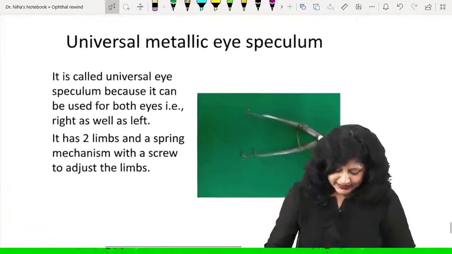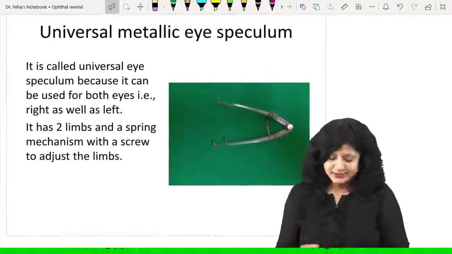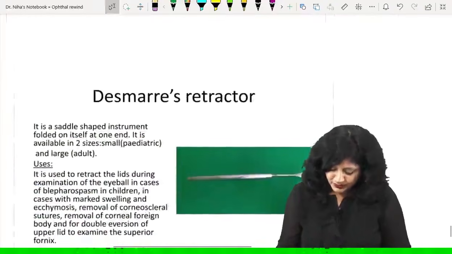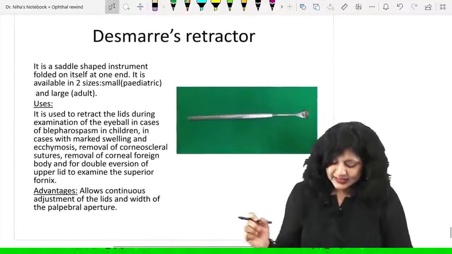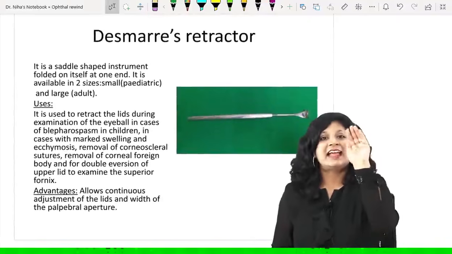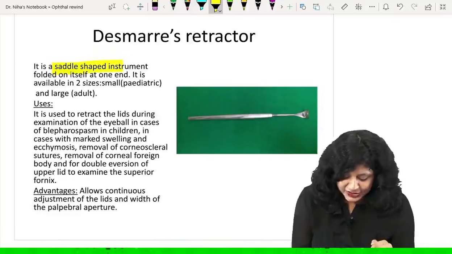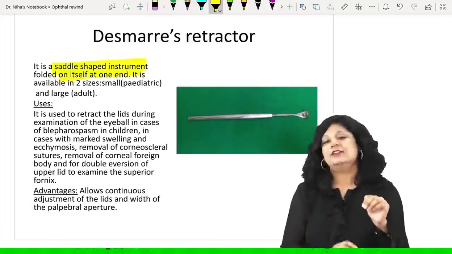Then you have already done this. Universal metallic eye speculum can be used for both. So you have done this. Now this is a very interesting instrument. It is just like a snake sitting here. Desmarres retractor. So it is actually saddle shaped, folded on itself.